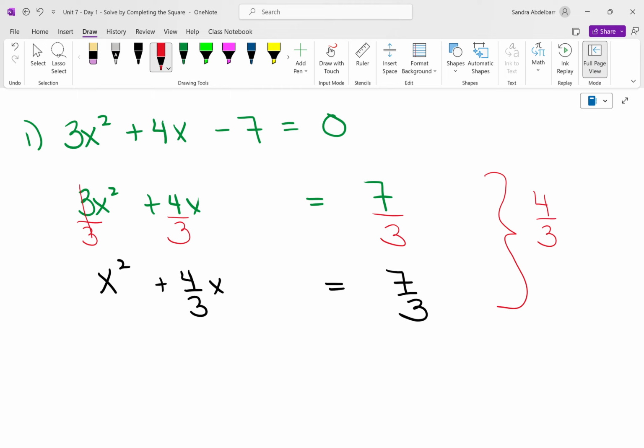So what did I say? I said take half of the coefficient on x. Well, do we agree the coefficient on x is 4/3? So to take half of it is dividing by 2 or multiplying by a half. So 4/3 times a half. What's 4/3 times a half? 4/6.